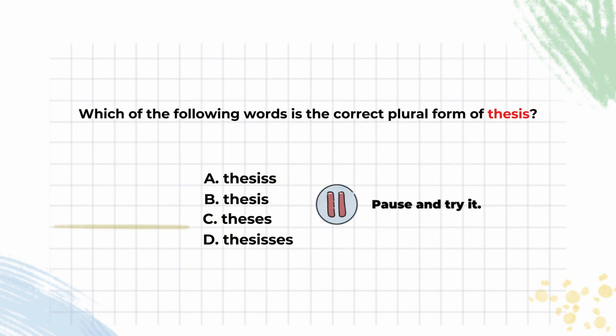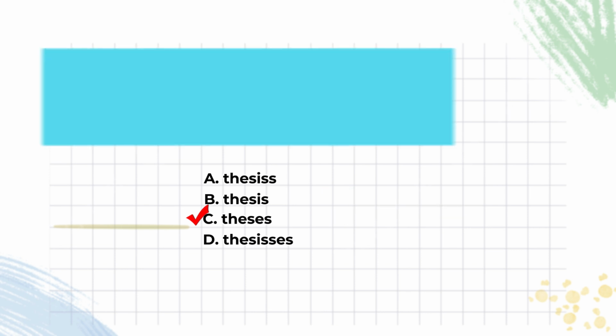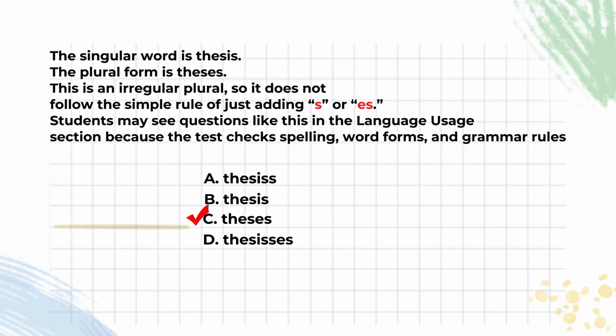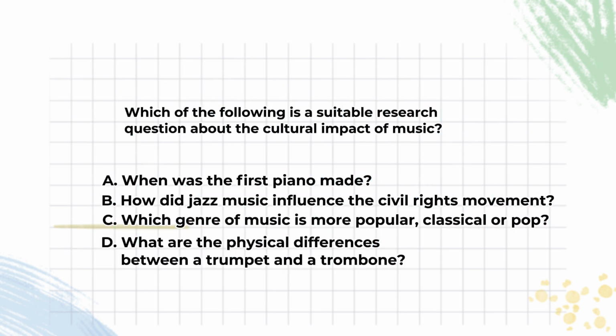The correct answer is C, theses. The singular word is thesis. The plural form is theses. This is an irregular plural, so it does not follow the simple rule of just adding s or es. Students may see questions like this in the language usage section because the test checks spelling, word forms, and grammar rules.